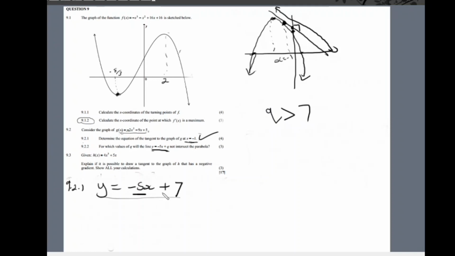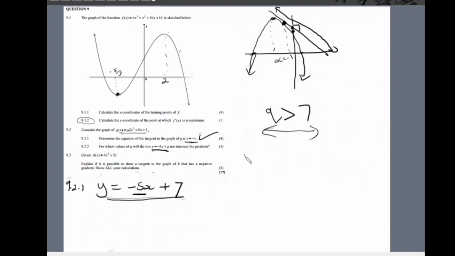7. Because if q equals 7, we will come back to this tangent line which intersects the graph at x equals minus 1. And if q is less than 7, we'll have lines looking like this, which will intersect the parabola at some points. So the lines that we want are the ones that won't intersect the parabola. So that line has the same gradient as the tangent line, but the value of the y-intercept has to be greater than 7, which is why we're saying q has to be greater than 7. Okay, I hope that makes sense.